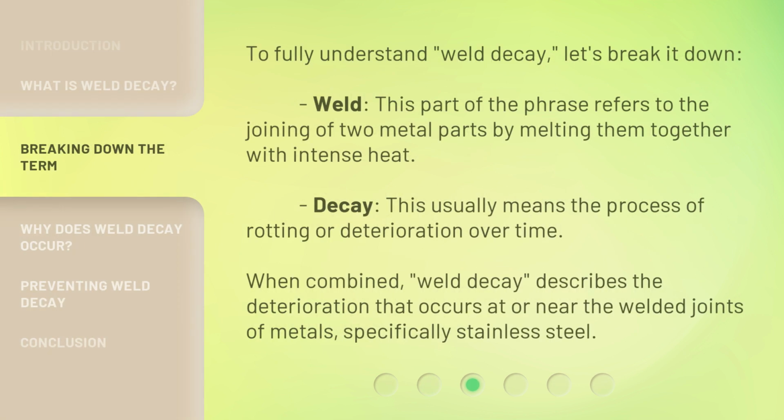To fully understand weld decay, let's break it down. Weld. This part of the phrase refers to the joining of two metal parts by melting them together with intense heat. Decay. This usually means the process of rotting or deterioration over time. When combined, weld decay describes the deterioration that occurs at or near the welded joints of metals, specifically stainless steel.